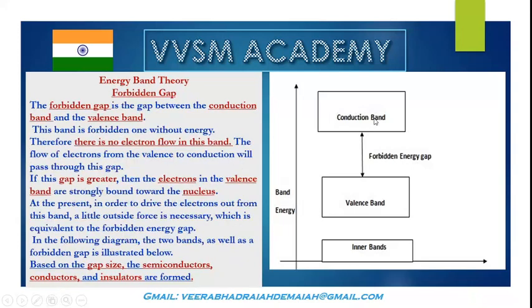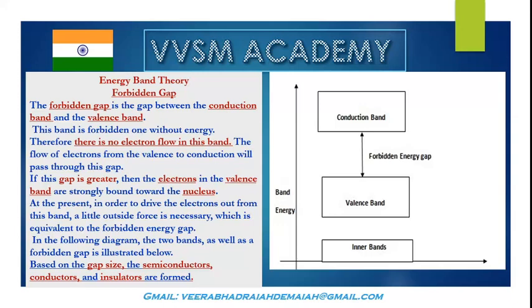Next, we will pass on to the forbidden gap. The forbidden gap is the gap between the conduction band and the valence band. This band is forbidden, without energy. Therefore, there is no flow in this band. Forbidden, no flow of electrons. The flow of electrons from the valence band to the conduction band will pass through this gap.